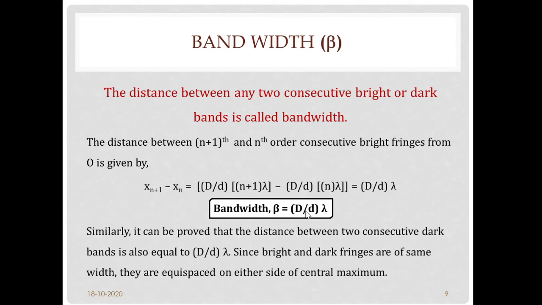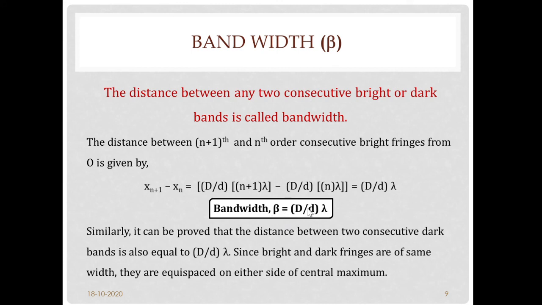From this expression we can see that the bandwidth or fringe width is directly proportional to capital D, the distance between the screen and the source, and directly proportional to the wavelength lambda of the light used, and inversely proportional to the distance small d between the sources. So for a given wavelength of light, beta or the bandwidth can be increased by decreasing small d. If we reduce the value of small d, we can increase the bandwidth.